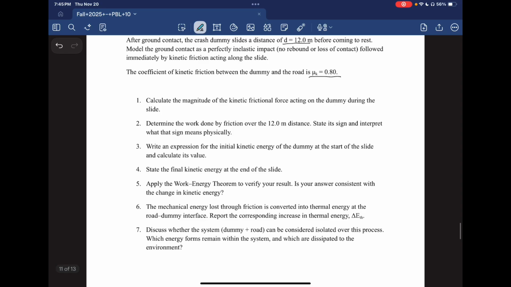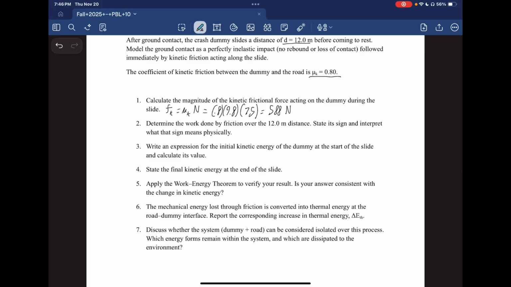First question, we want to calculate the magnitude of the kinetic frictional force acting on the dummy. Well, we know that our force of kinetic friction is just mu sub k times N. Again, the dummy weighs 75 kilograms, so this is just 0.8 times 9.8 for gravity times 75. And then this equals 588 newtons.